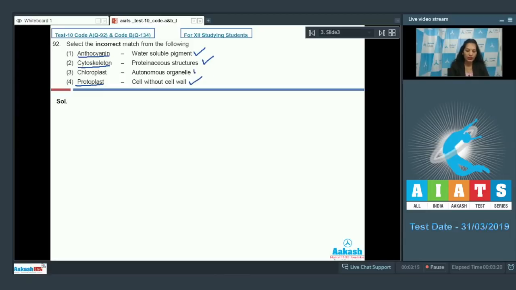Third one is chloroplast. It is autonomous organelle? No. Chloroplast is semi-autonomous in nature, not autonomous. What does it mean? Chloroplast can synthesize some of its own proteins because it has its own DNA, ribosomes as well as RNA. So it is semi-autonomous in nature but not completely autonomous, because for some of the proteins it is dependent on the nucleus. So this is the wrongly matched option. So the correct option for the given question is option number 3. Let's move to the next question.